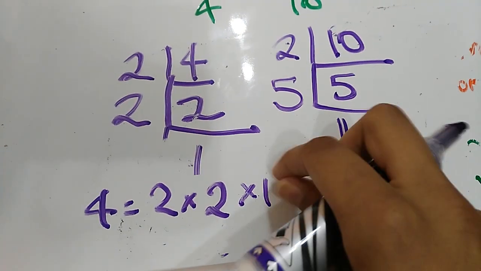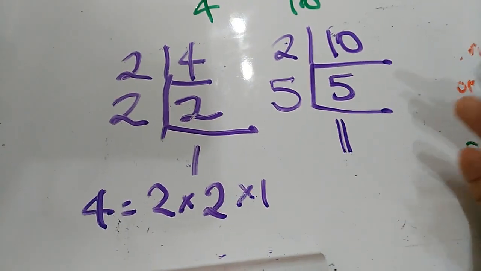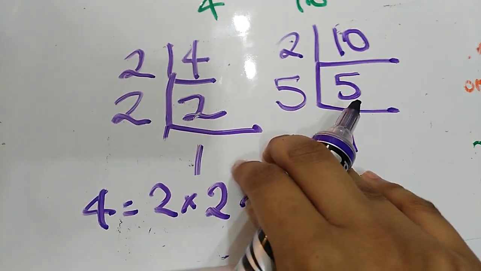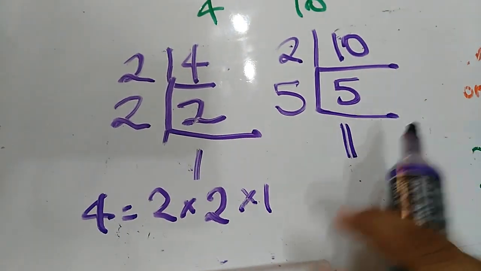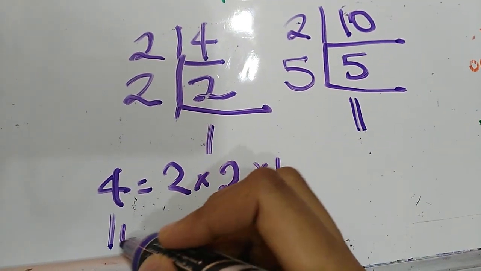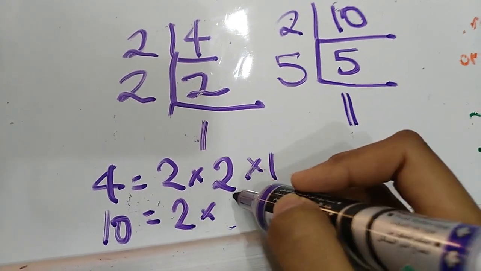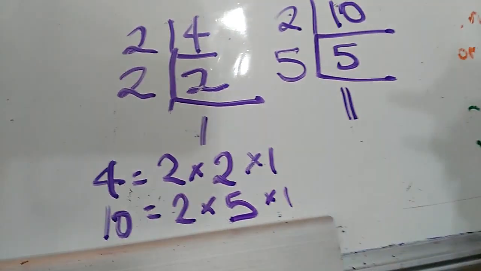But in reality, when you're doing this step for finding the lowest common denominator, you don't need to write the 1 there because it gives you the same answer. 10 is 2 times 5 times 1.